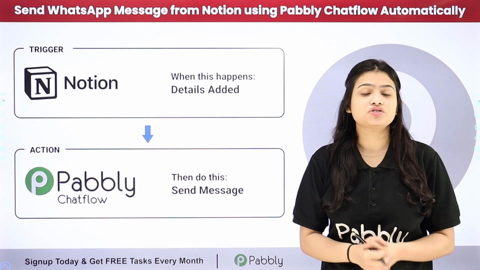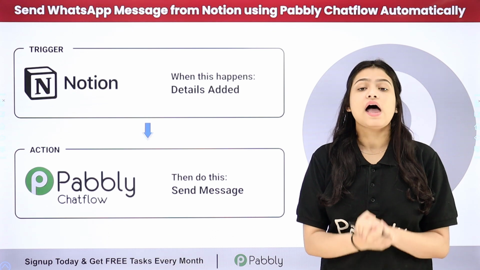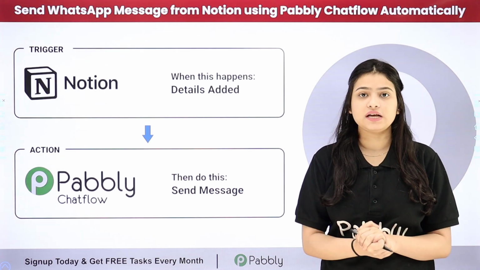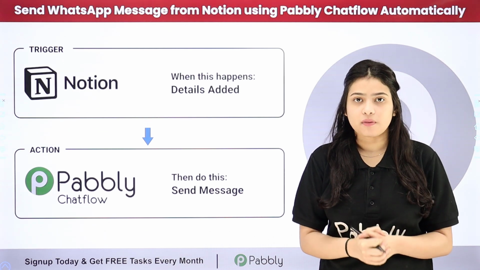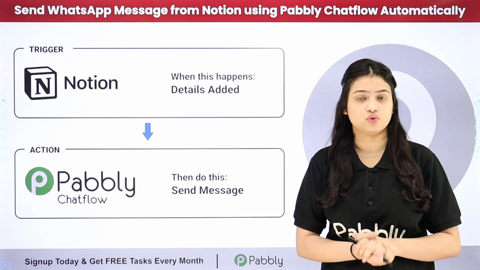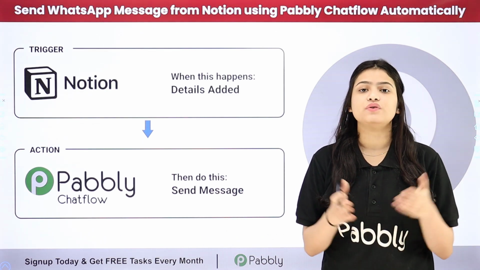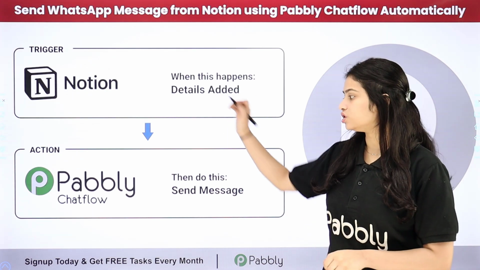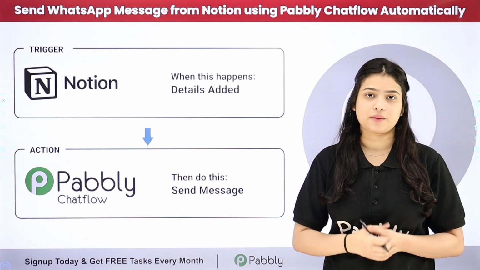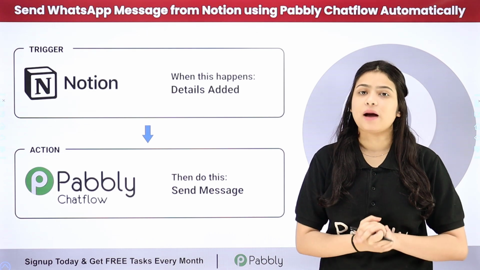For sending the WhatsApp messages, here I am going to use Pabbly Chatflow, and my objective is that as soon as the data of a lead is added in my Notion database, instantly in the personalized format, a WhatsApp message should be sent to that same lead with the help of Pabbly Chatflow. To automate this entire process, we will have to set up the connection between Notion and Pabbly Chatflow, and that we are going to do without any coding and any programming skills, simply with the help of Pabbly Connect.